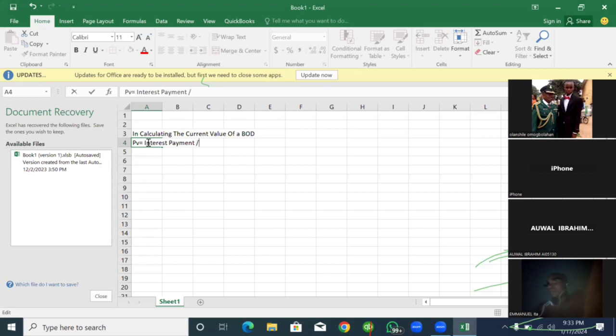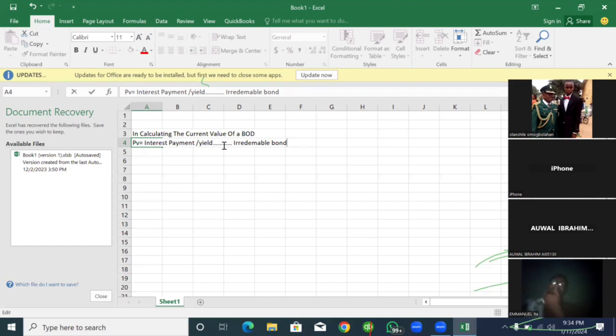PV equals interest payment over yield. Please, let's note, this is for irredeemable bond. Because these are the only details you get. You only get your interest, the amount of interest. I said in our last class that interest also means coupon. So you can see coupon, you can see interest. Most likely it's coupon you will see because that's what we've been dealing with. So you can also say this means coupon over yield. Our yield is also our rate of return. So this is the formula to calculate for irredeemable bond.